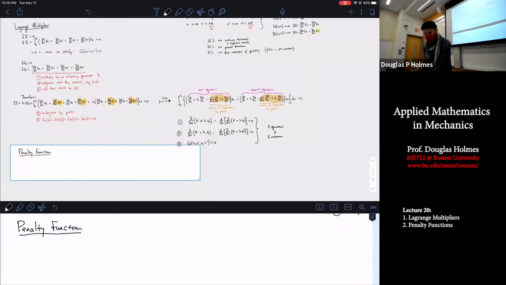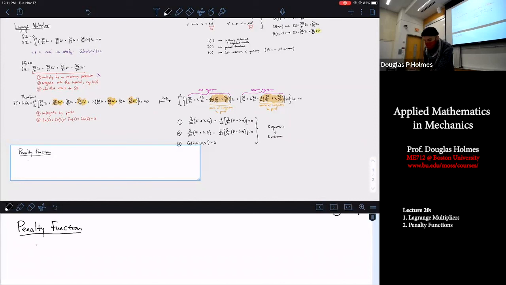The penalty function is... the Lagrange multiplier method satisfies the constraint exactly, but it comes at the cost of having an additional equation and an additional unknown. Now we're choosing a pretty simple system of equations, but you can imagine that as you're scaling up, the numerical complexity of solving something is going to increase a lot if you're just adding more unknowns and more equations to solve. So a different approach is the penalty function method. This satisfies the constraint approximately, but has the benefit of not adding any additional equations and any additional unknowns.